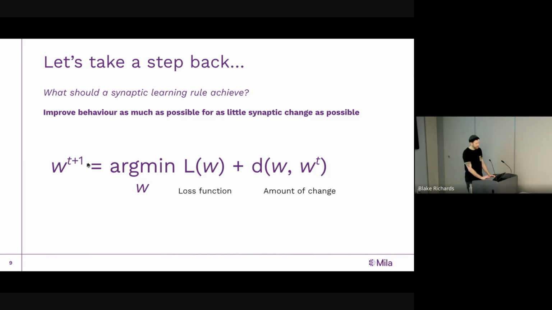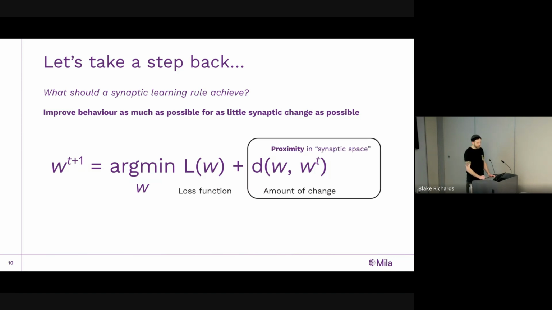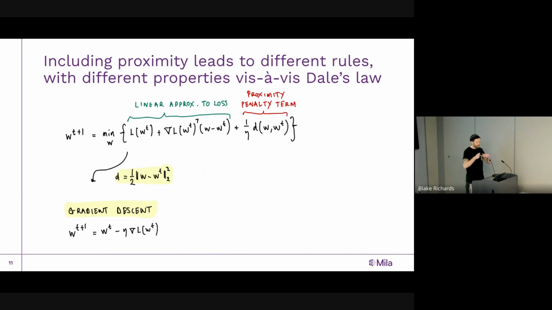So this equation here is just saying that your next set of synaptic weights, the weights at W_t plus 1, should be whatever synaptic weights W minimize this expression, where this is your loss function, and this is a measurement of how much the synapses would change if you went from the current synapses W_t to these new synapses W. So you can think of this as a measurement of proximity in synaptic space. It's basically a way of measuring how far away the new synapses are from the current synaptic settings. And what's interesting is that if you figure out what learning algorithms give you this argmin W, you will derive different algorithms, some of which we're very familiar with, depending on the proximity penalty term you use.